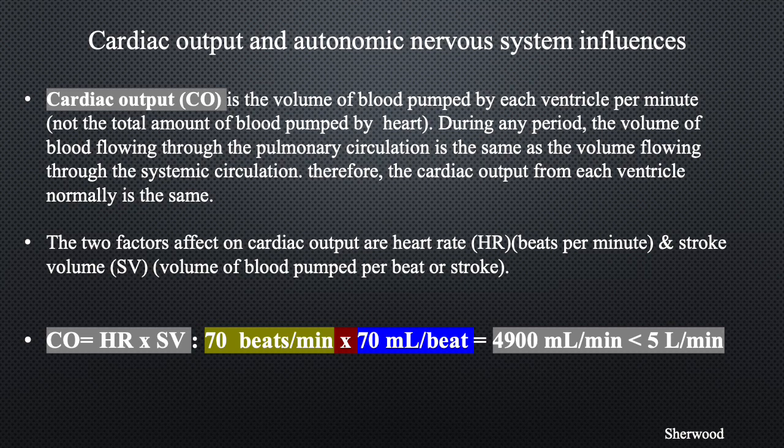There are two factors that affect cardiac output, which are heart rate, which is beats per minute, and the stroke volume, which is the volume of blood pumped per beat or stroke. The average resting heart rate is 70 beats per minute, established by sinoatrial node cells. The average resting stroke volume is 70 milliliters per beat, producing the average cardiac output of almost 5 liters per minute.